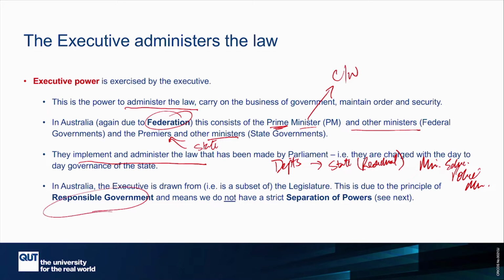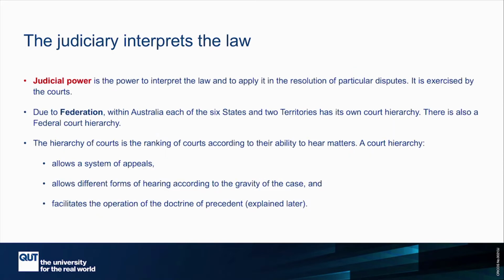So because we are a responsible government, the executive is a subset of the legislature, and so we don't have a strict separation of powers. However, we do have a strict separation in terms of judicial power. Again, because of federation, there's a Commonwealth series of courts and state-based series of courts. These hierarchies are ranked courts according to their jurisdiction or the level of case that they can hear.